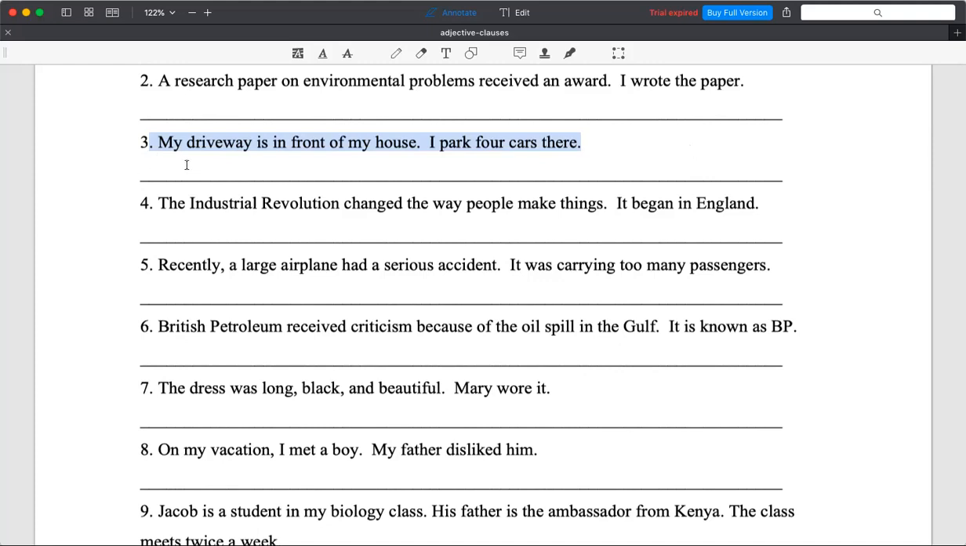So I give you a hint, my driveway is in front of my house and I park 4 cars there. So there relates to my driveway. So I need to change this sentence. Instead of there, I can say where I park 4 cars. I say my driveway, where I park 4 cars, is in front of my house. Once again, my driveway, where I park 4 cars, is in front of my house.